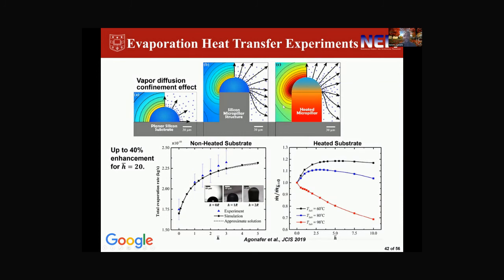However, for heated micropillar structures, you do get an enhancement with higher aspect ratios. But at very high temperatures, because the diffusion resistance is already relatively lower, the conduction resistance becomes the dominant mode. And so the maximum heat transfer or maximum evaporation rate occurs at very low aspect ratios.